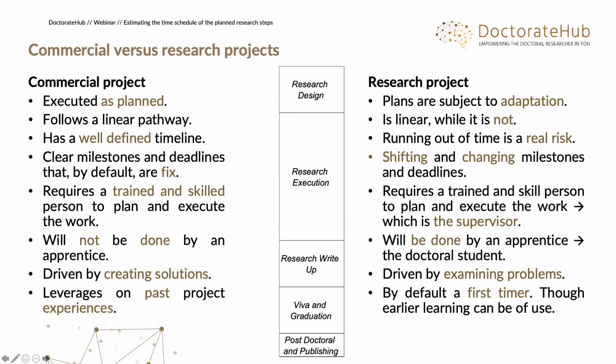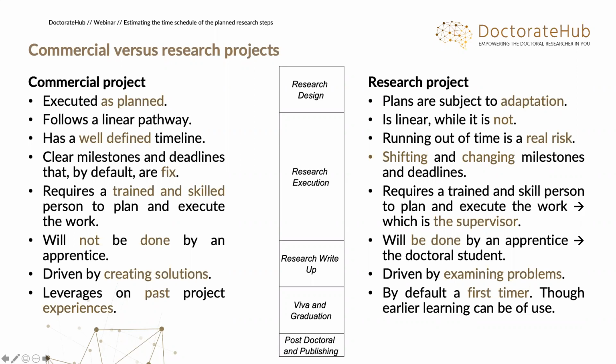But research is emergent, and therefore plans are subject to adaptation. So don't hold onto something that doesn't make any sense any longer because your research suggests there is another route to follow. Projects follow a linear pathway. Now, your research project is linear while it is not. We have seen points 1 to 25. We here see also a linear path: research design, execution, write-up. Yeah, it looks one-directional, but it's multi-directional, and you're jumping back and forth. I think this is also very important to understand.